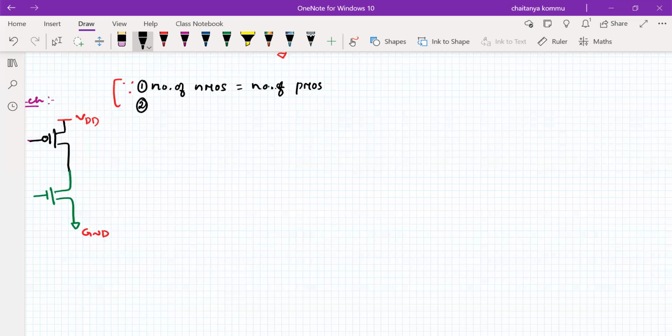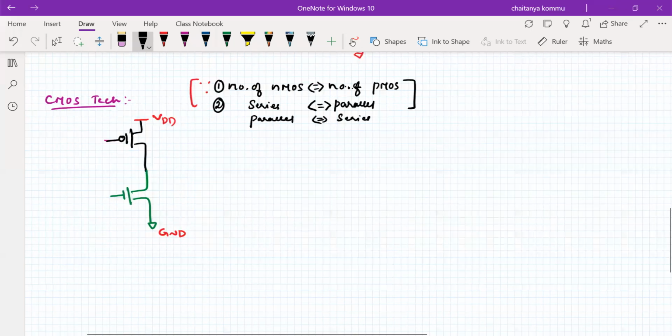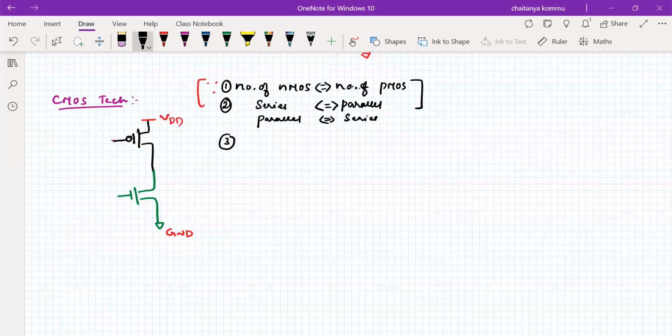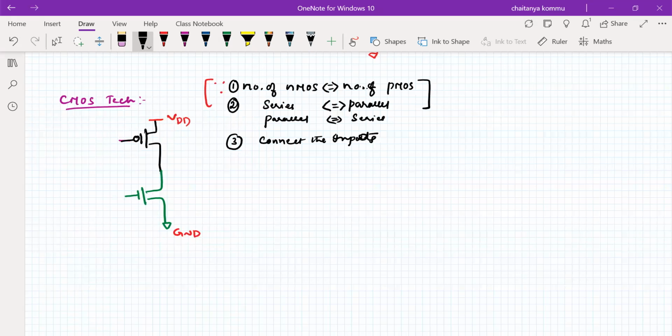What is the second point? If for NMOS we take a series connection, then in PMOS we have to take a parallel connection, and vice versa. That means if NMOS is in parallel, the PMOS must be in series. We remember these 2 points, which are essential. And the third important point is to short circuit the inputs, or connect the inputs. So these are the 3 points we should know.